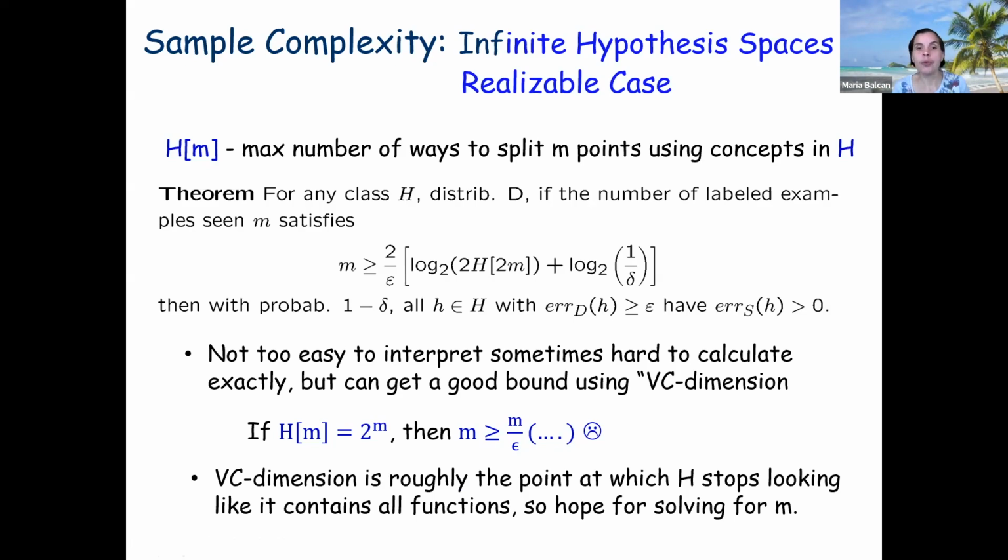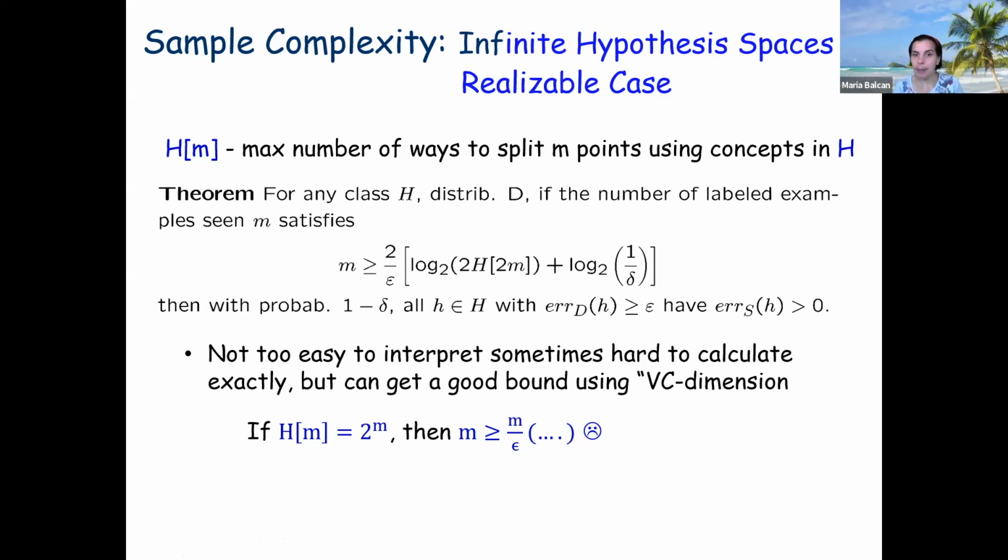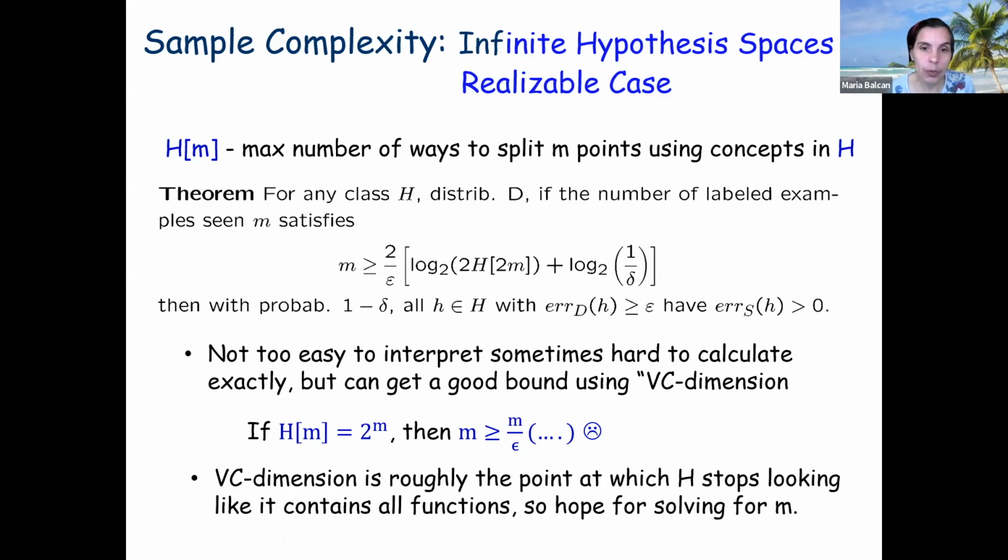And it turns out that we can clean it up. There is a complexity measure called VC dimension that can be used to upper bound this shattering coefficient, to clean up the bound, and to get a much more interpretable theorem. The bad case here is if H of m, the shattering coefficient, is 2 to the m. In other words, the maximum number of points I can label in all possible ways with concepts from the concept space is 2 to the m. Then this bound is meaningless.